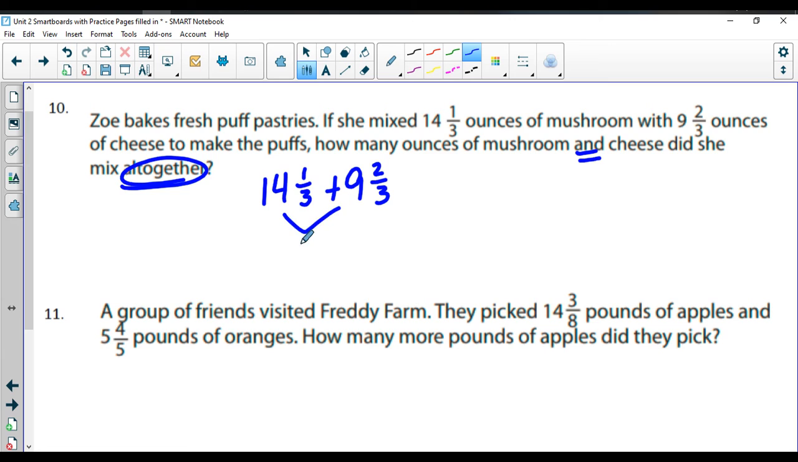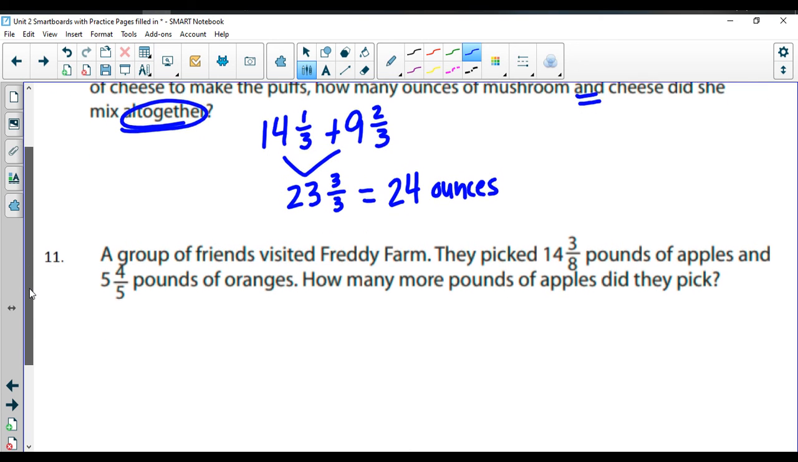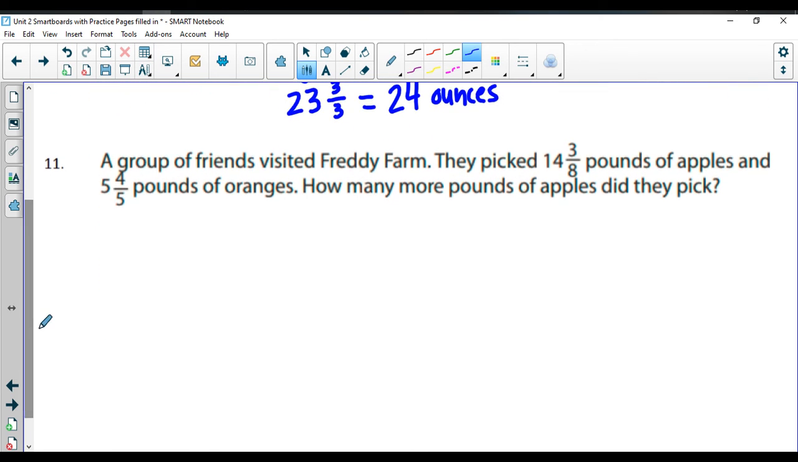Put my whole numbers together. 14 plus 9 will be 23. 1/3 plus 2/3 is going to give me 3/3, and that's actually 1 whole. So I'm going to use 24 ounces as my final answer. Make sure you have that label. It is a word problem.